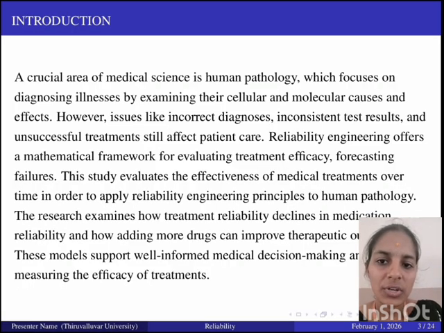Now we see introduction. A crucial area of medical science is human pathology, which focuses on diagnosing illness by examining their cellular and molecular causes and effects. However, issues like incorrect diagnosis, inconsistent test results, and unsuccessful treatments still affect patient care.